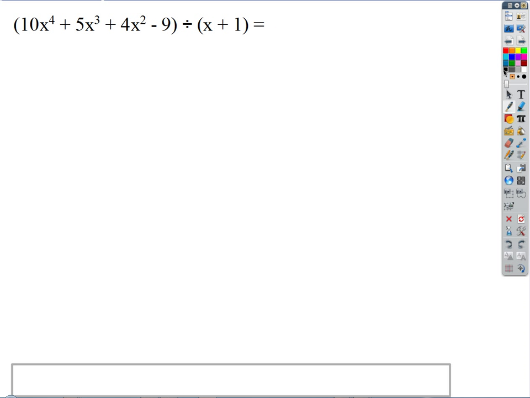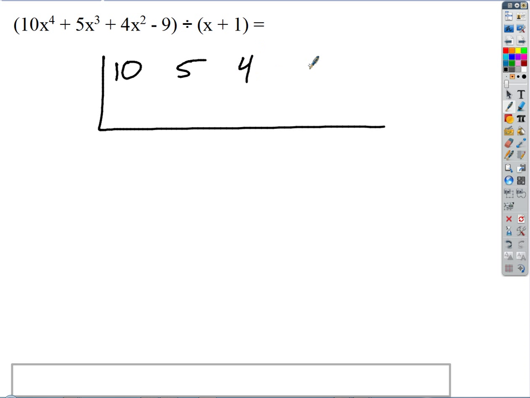Okay, so let's just try it. We can do this synthetically, right? So we make our bracket. What are my coefficients inside? 10, 5, 0, 4. Hang on, 10, 5, oh, just kidding. 4, negative 9. 0, because I'm missing the x term, right? And negative 9. And then negative 1 out. Out front we have the 0 of the denominator. So if I set this equal to 0 and solve, I get negative 1, right?